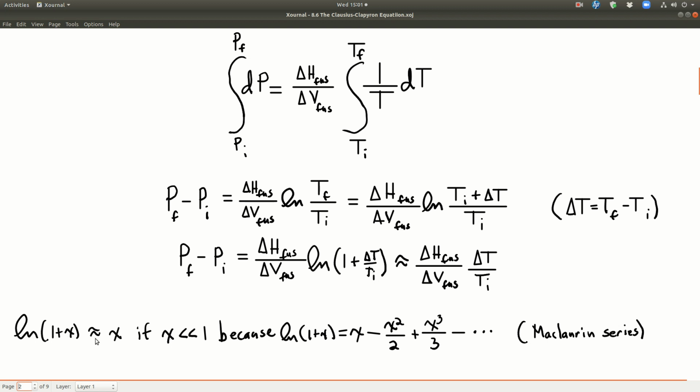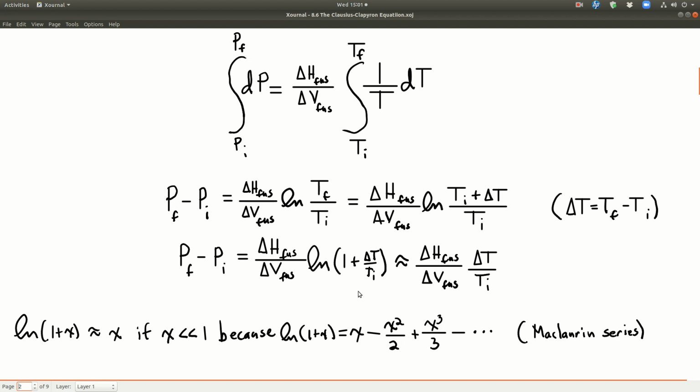Then we get to use a nice property of natural logs, and that is that the natural log of 1 plus x is very close to being just x if x is a lot less than 1. The reason for this is that you can write a natural log as a series expansion, where the natural log of 1 plus x is equal to x minus x squared over 2 plus x cubed over 3, minus, plus, etc. And if x is a lot less than 1, then the second-order terms and above are very small, because you're squaring it, cubing it, and then dividing it by some integer. So it's a good approximation, and we'll take advantage of it.